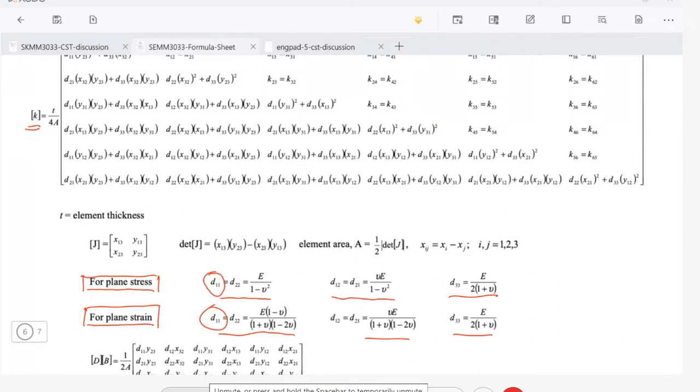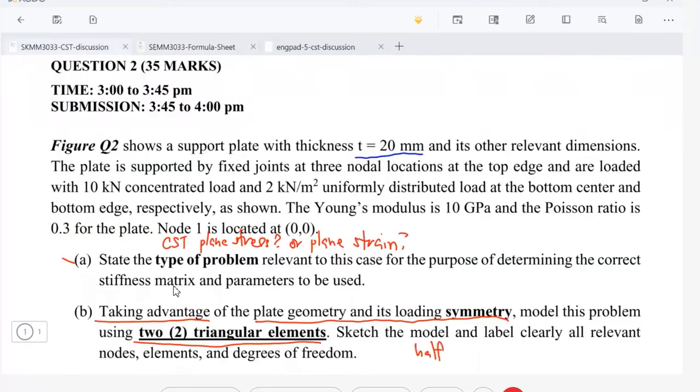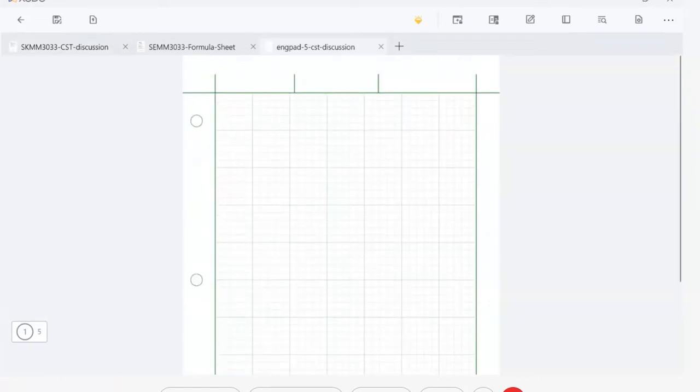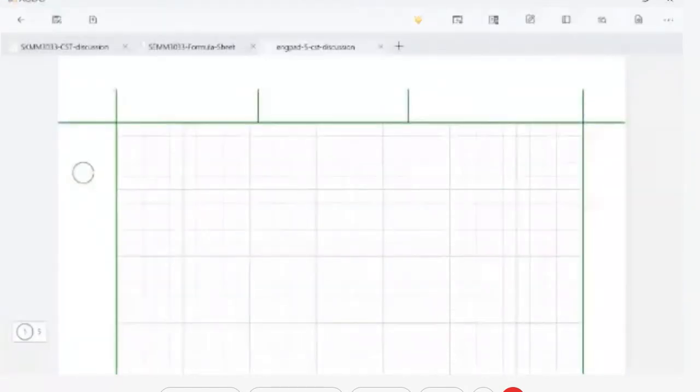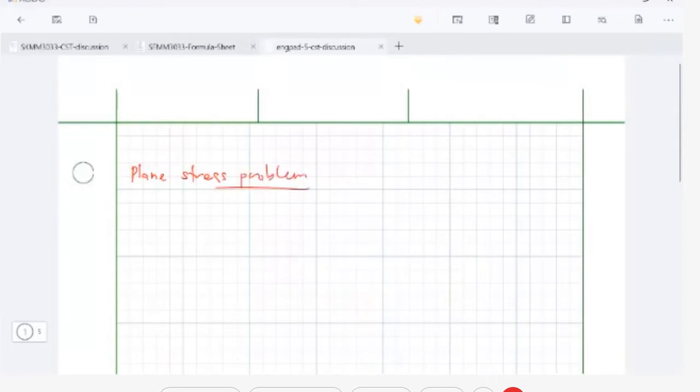Okay, so since nobody is willing to answer, I just tell you I'm using plane stress. But I don't know why. I think you should know why I'm using plane stress. All right, so in this case, part A, it is a plane stress problem. You know it's plane stress, but why? Okay, why? I think you should know why. Right, so that's the idea.